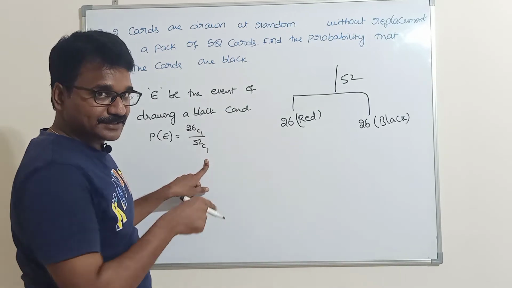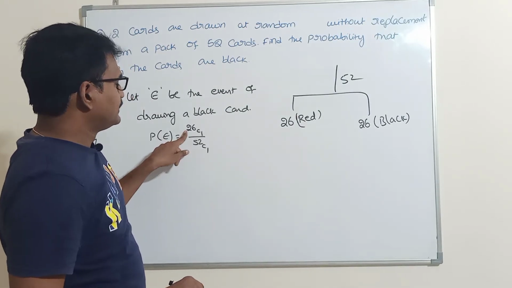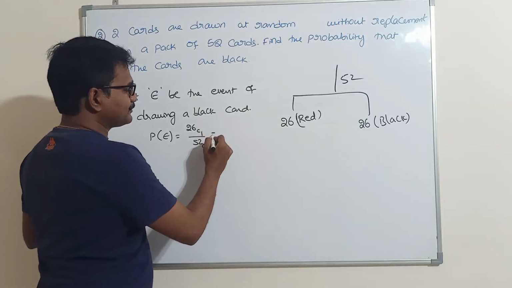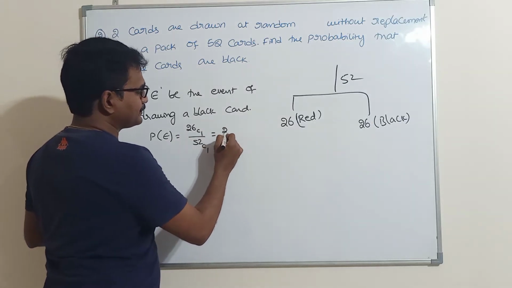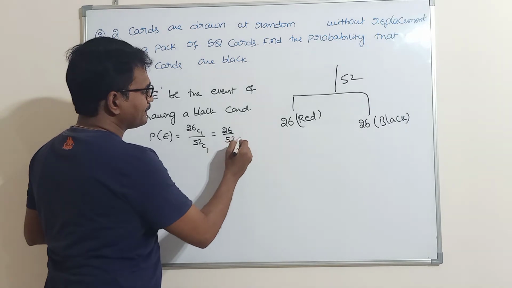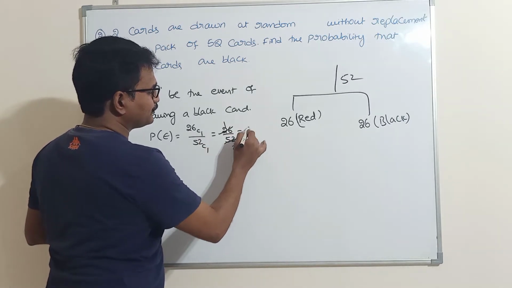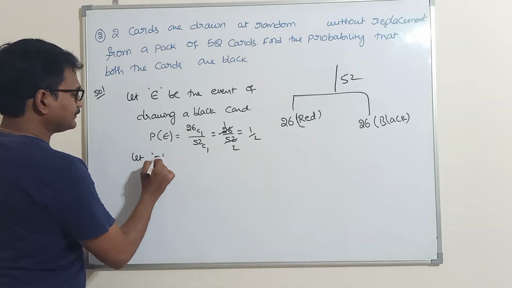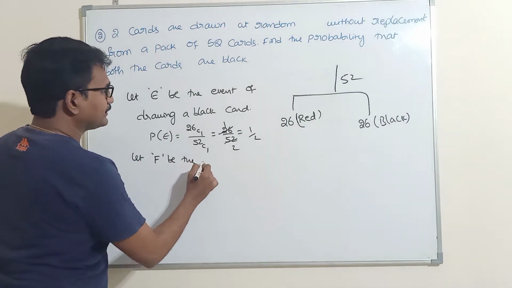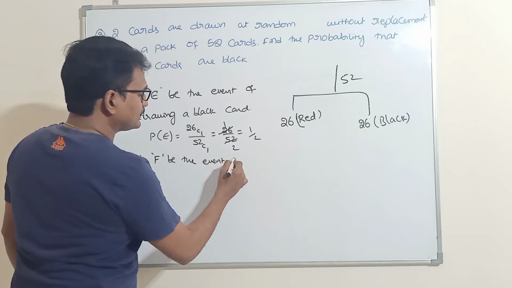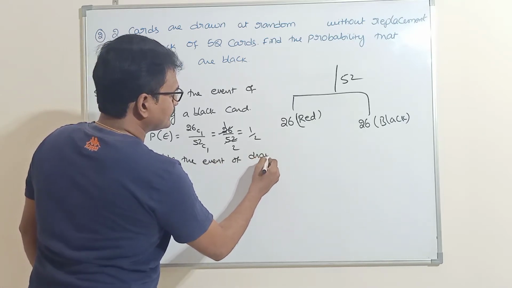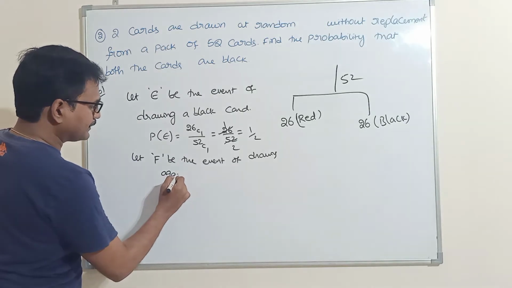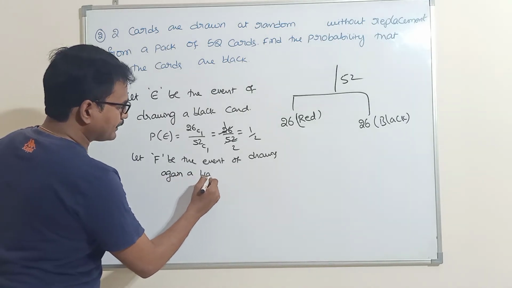You are selecting. Selection means combination. Next, out of 26 you are drawing one black card. So that's why it is 26C1 by 52C1. That means 26 by 52, which is 1 by 2. Next, let F be the event of drawing again a black card.